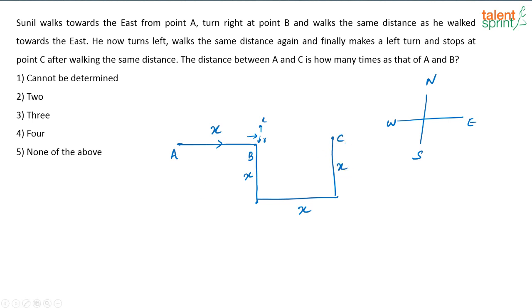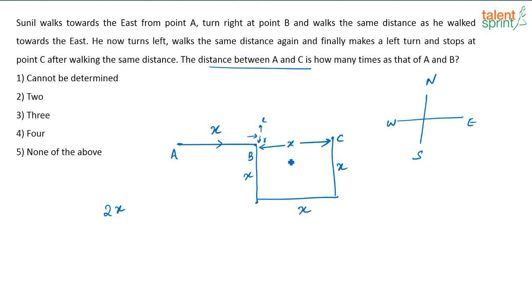Now what is the question? The distance between A and C is how many times that of A and B? What is the distance between B and C? It is again another x meters. So if this is x, this is also x. The distance between A and C is 2x, right? The distance between A and B is x. The distance between A and C is 2x. So the distance between A and C is 2 times the distance between A and B.